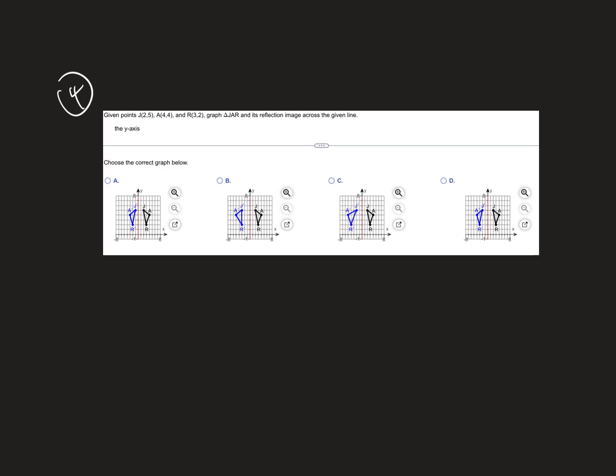I think we're on number 4 now. Same as number 3, except this time we're reflecting across the y-axis. So here's that y-axis. So we're looking at where the letters are ending up. And JAR is the black figure. That is the pre-image. And we're looking to figure out where the image, J prime, A prime, R prime, ends up. So, and we want to reflect across the y-axis. So let's look at these A, B, and C.